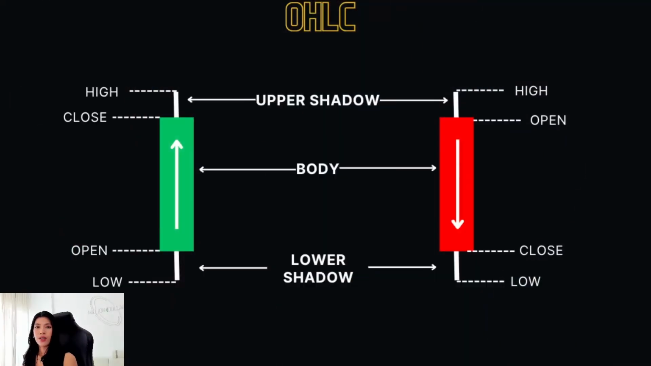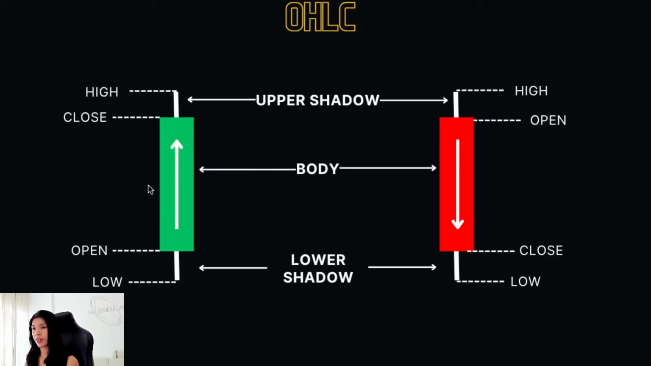Alright, so now let's talk about OHLC. A candlestick tells you four things about what the price is doing: open, high, low, close. In short form, we call this OHLC. So let me explain in detail what these four components of a candlestick are. For the bullish candlestick right here, this is bullish and this is bearish.